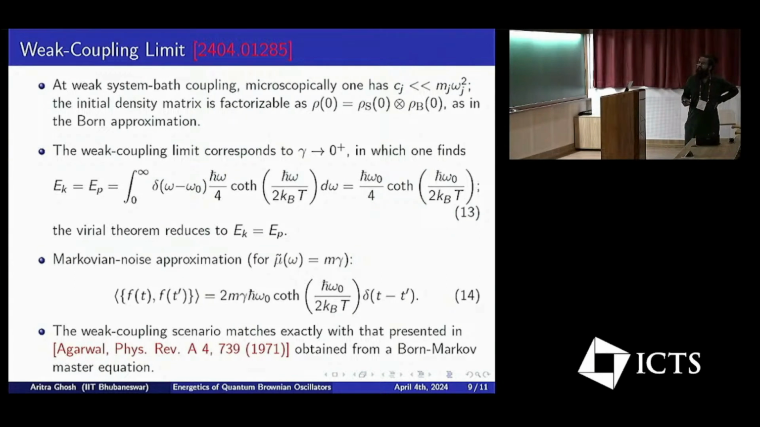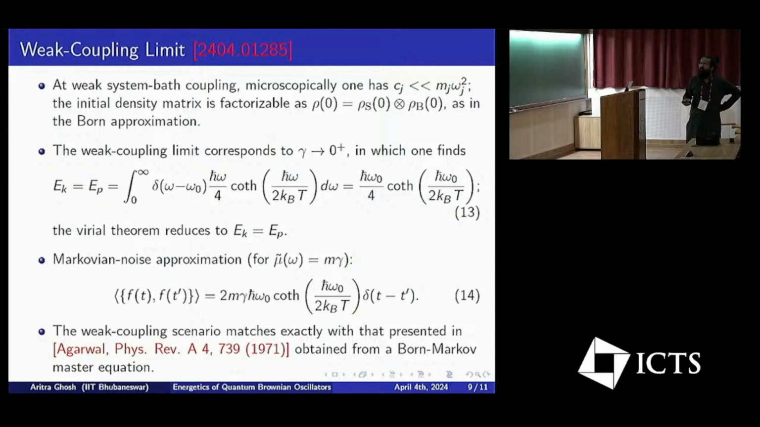So finally, let me conclude by talking about the weak coupling limit. The weak coupling limit microscopically talks about setting the coupling constants to be very small with respect to this m_j omega_j squared, in which you can approximately factorize the initial density matrix into a system and a bath, the kind of factorization which you get in the Born approximation. In terms of parameters like gamma, it corresponds to setting gamma goes to 0. And if you substitute this gamma goes to 0 back into the expression where we had the susceptibility and those integrals, you get a delta function.